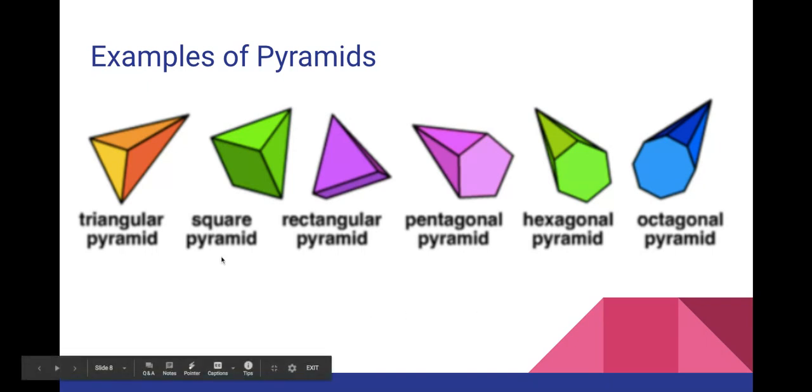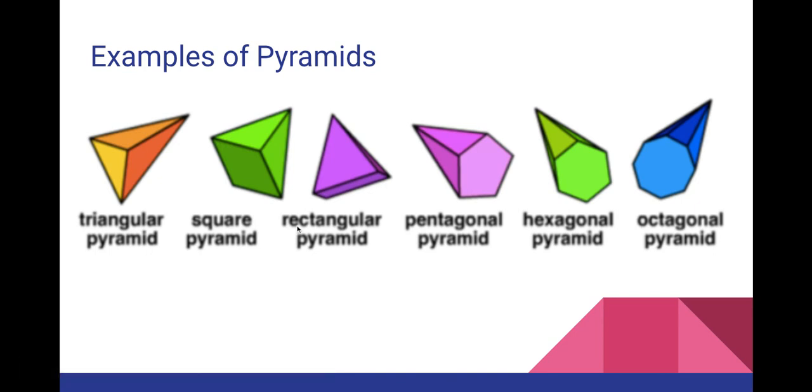This last page shows you some examples of pyramids, and again, these pyramids are named by the shape of their one singular base. So we have a triangular pyramid here. Here we have a square pyramid, a rectangular pyramid, pentagonal, hexagonal, and octagonal pyramids. And again, they're easy to identify because those triangular faces create that one characteristic point at the top that every pyramid has.